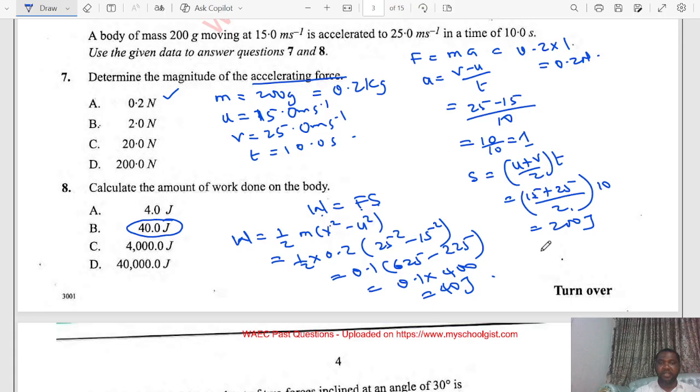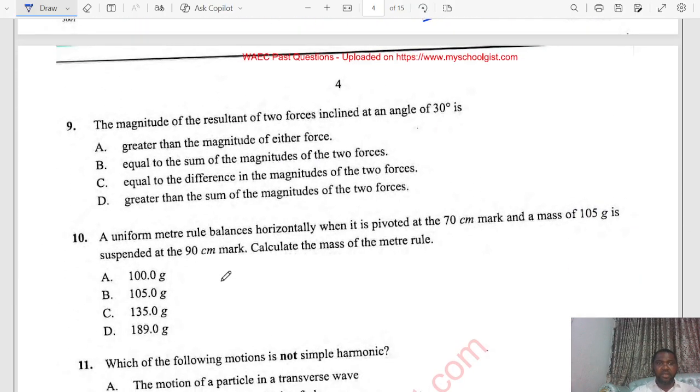So I can now say that work done is equal to force times distance. Force is 0.2, distance is 200, and that gives us 40 joules. So you see, as long as you know your formulas, you can always manipulate them, right? So that's the answer for that one. Now we go to the next one.